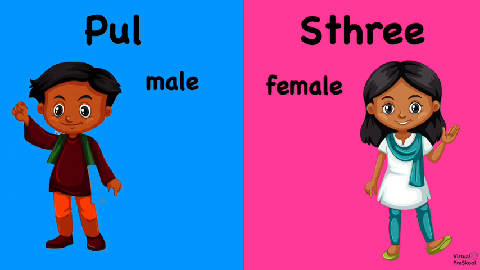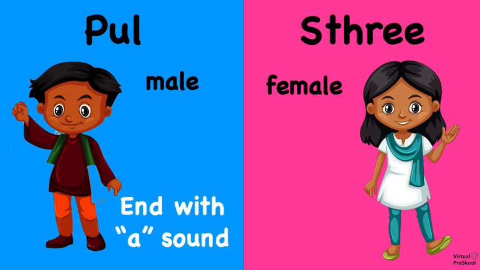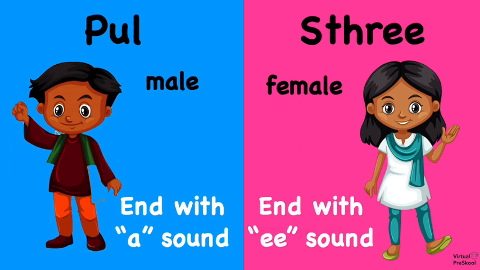Well, there are two simple rules to follow. If the Hindi word for the noun ends with an a sound, then it's usually a pull noun. And if the Hindi word for the noun ends with an e sound, then it's usually a stri noun. Now, I said the word usually, and the reason I did is because there are some nouns that don't follow these rules. There aren't a lot of them, but there are some.